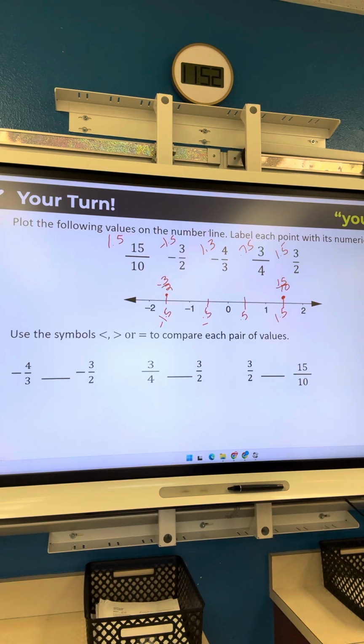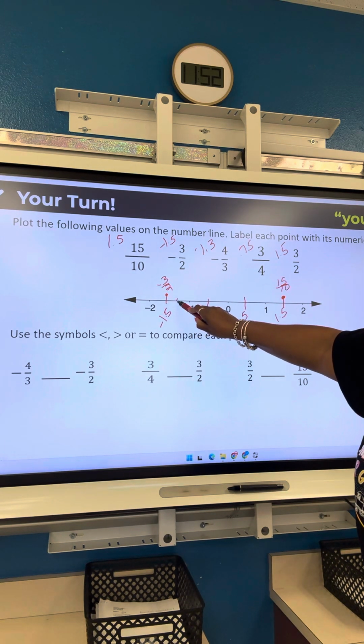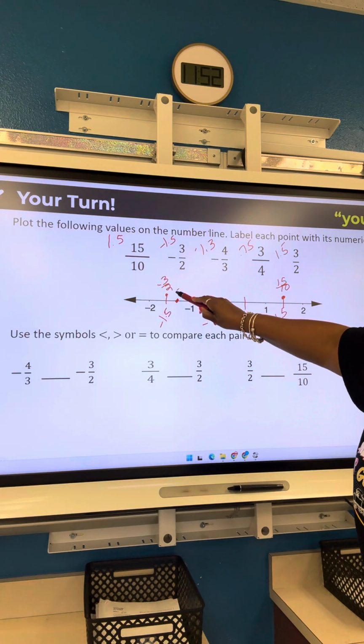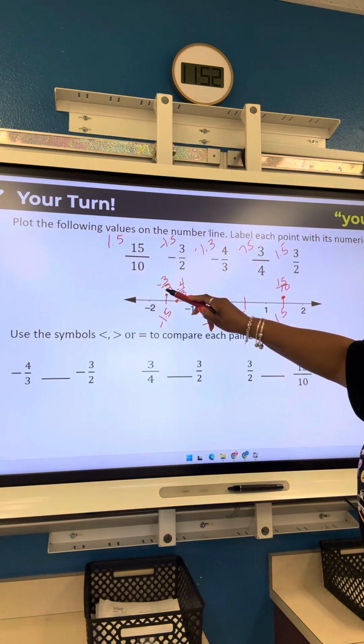Then I have negative 4 over 3. We're going to add 1.3. We're going to come over here between 1 and 2. I know 1.3 is less than 1.5, so I'm going to put it about right there. Oh, no, sorry. Negative 1.3. See, I almost messed up. So that's going to be over here, right before negative 1.5. And I'm going to write negative 4/3.